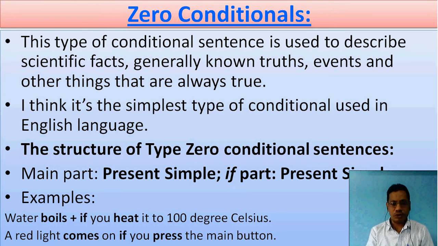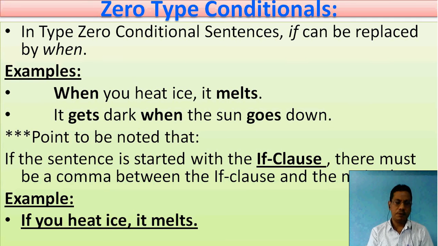If we talk about the structure, we have the main part with simple present tense and the if part also with simple present tense. Like water boils if you heat it. A red light comes on if you press the main button. In type 0 conditional sentences, if can be replaced by when also. For example, when you heat ice, it melts. It gets dark when the sun goes down.